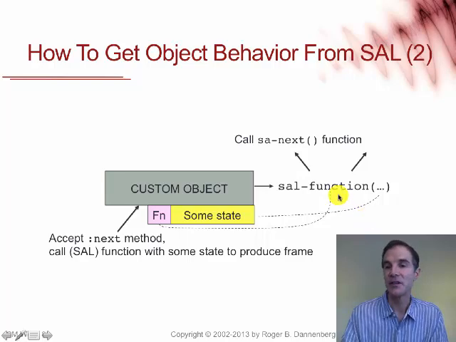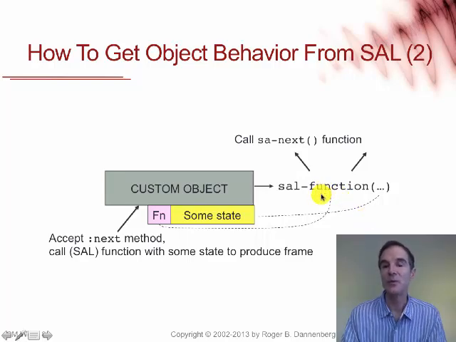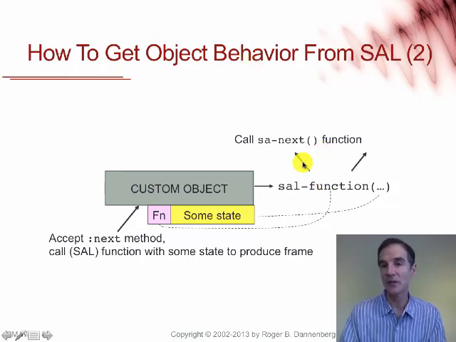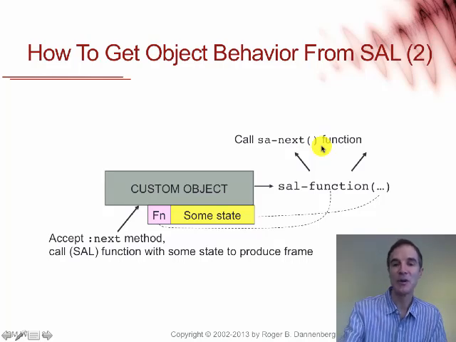And this SAL function needs to be able to get frames. We're actually going to compute frames, request frames automatically from a source, but if there are multiple sources, we'll provide an SA-next function for spectral analysis next, which will get the next frame from some source.